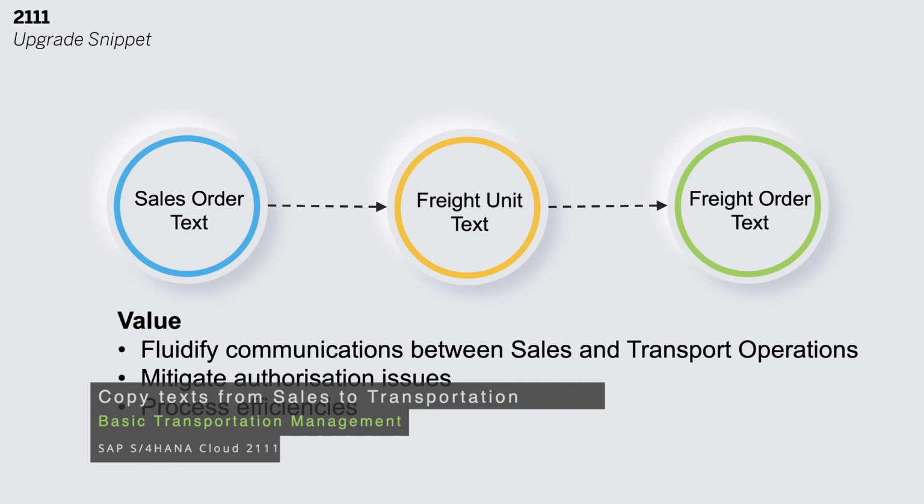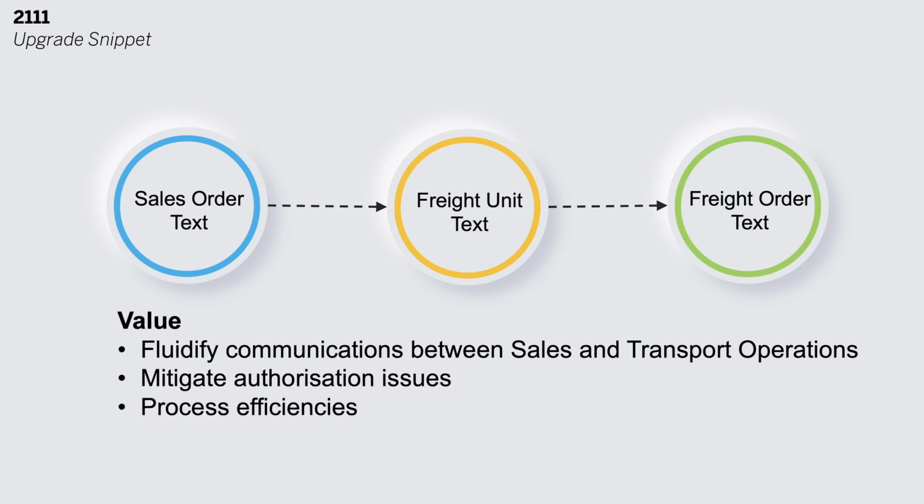In the 21.11 release of SAP S/4HANA Cloud, a couple of additional self-service configuration UIs were released in your configuration environment to allow you to configure the propagation of texts from your sales order or purchase order all the way through to your freight orders via the freight units.